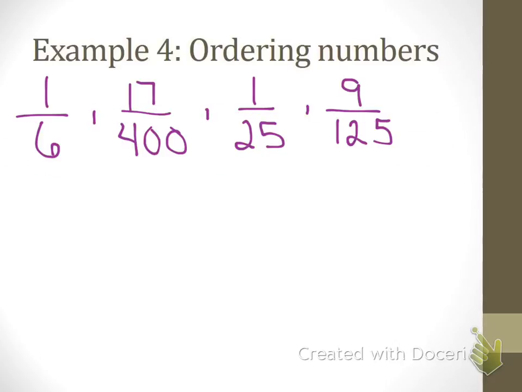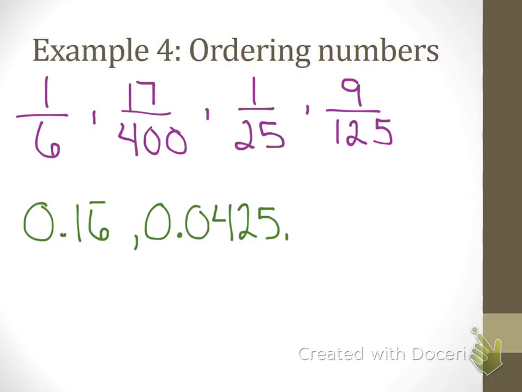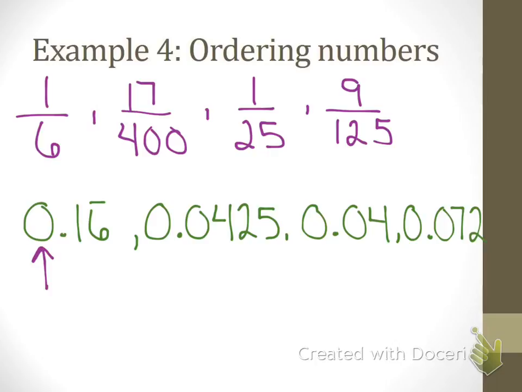So I want you to change each one of these fractions to decimals. Right underneath, keep them in the same order, but go ahead and change each fraction to a decimal. All right, so 1/6 is going to be what? 0.16 repeating. 17 over 400? 0.0425. 1 over 25? And 9 over 125. Okay, so now I have all of these in decimal form. They all have zeros out front. Do you agree?